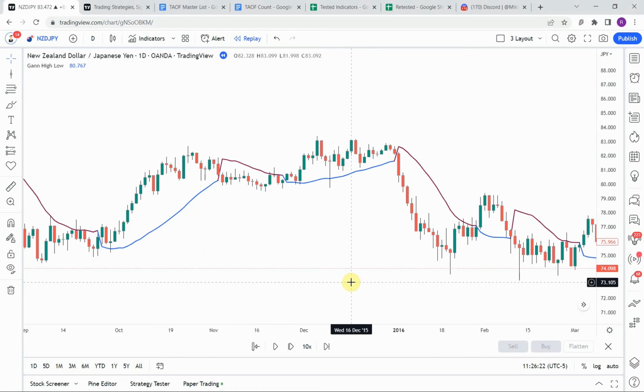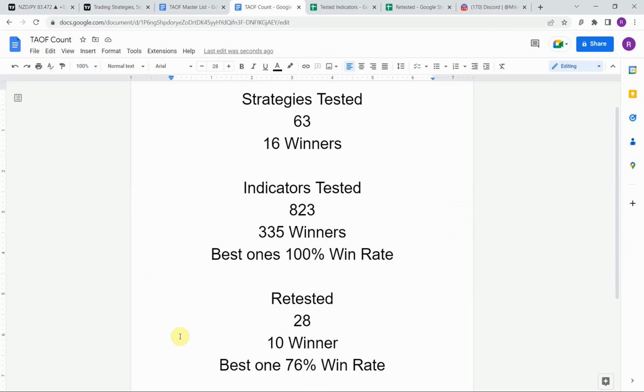Alright, as I said, today we will be doing an advanced testing of the Gann high-low indicator. Before we do though, I wanted to put the testing scoreboard up for everyone to see. So to date, we have tested a total of 63 different strategies, with 16 of them being profitable. We've also tested a total of 823 indicators, with 335 of them being winners. The best ones so far were able to achieve a 100% win rate. Now you need to go back and watch those videos to understand the context of how they were able to achieve that. So go back and watch those videos and see what you can get out of those winning indicators.